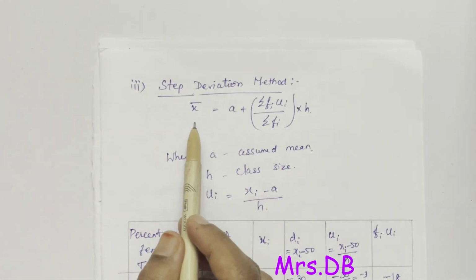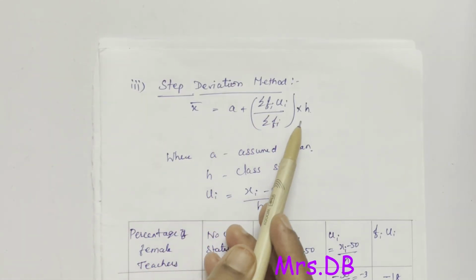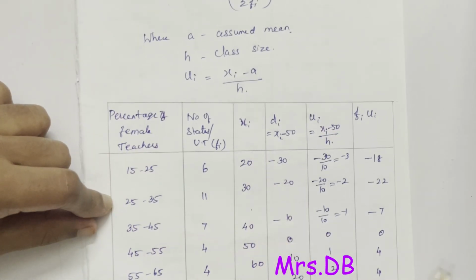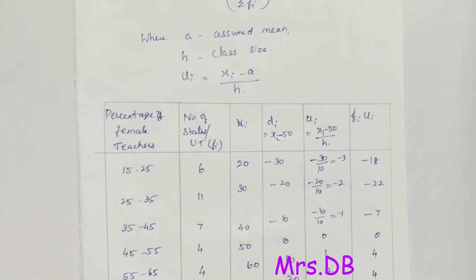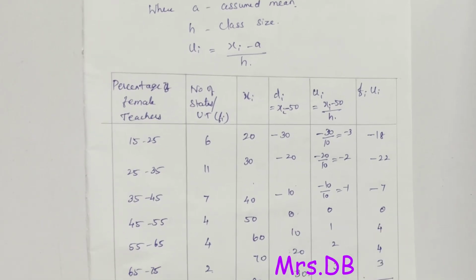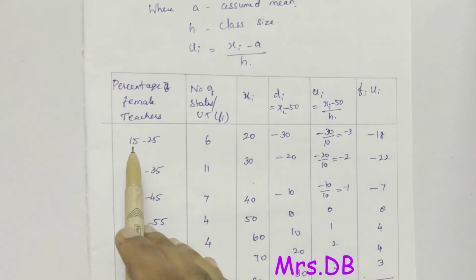The step deviation method is x bar equals a plus sigma fi ui by sigma fi into h. These two are given things, and you know how to find xi and di. See, the values are higher only, so when multiplying with fi, it is a little bit harder. Now we have the last digit 0 in this problem. It won't be like this in all the problems. So we can reduce these numbers for easy calculation. So we can take a common divisor for di, that is 10. If you have doubt, you can find that common factor here also.